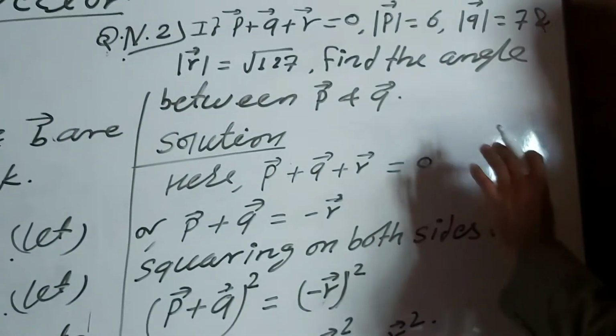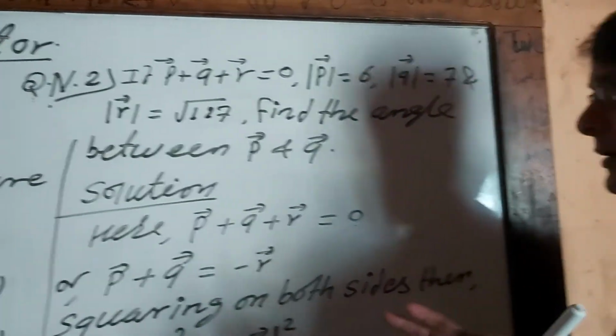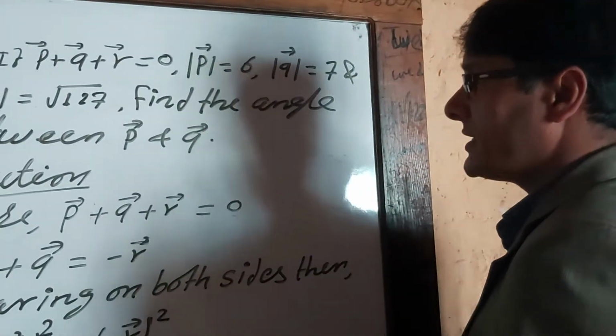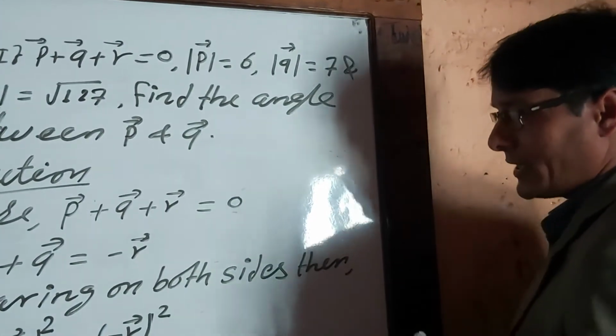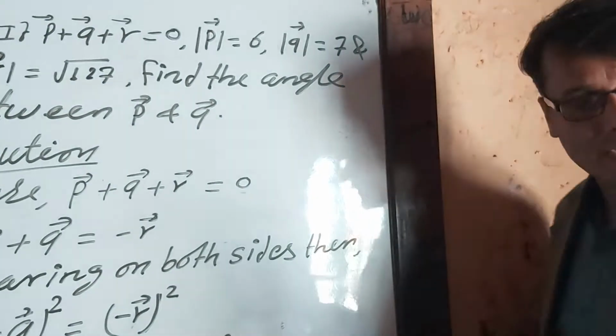Already I have written here: the angle between two vectors is theta, then cos theta is equal to vector a dot vector b divided by magnitude of a into magnitude of b. It is the formula. I think you know about this formula.